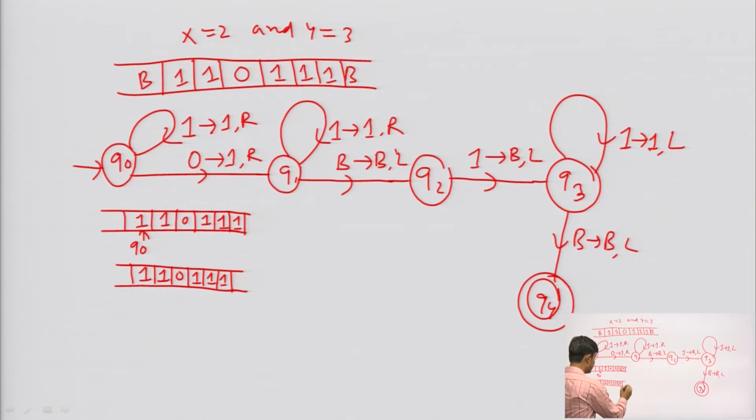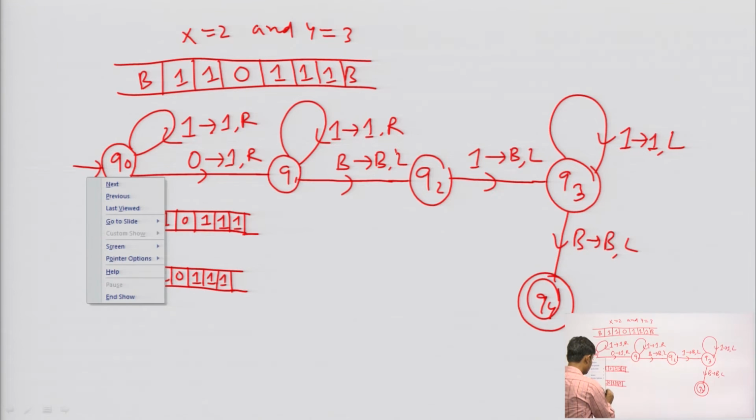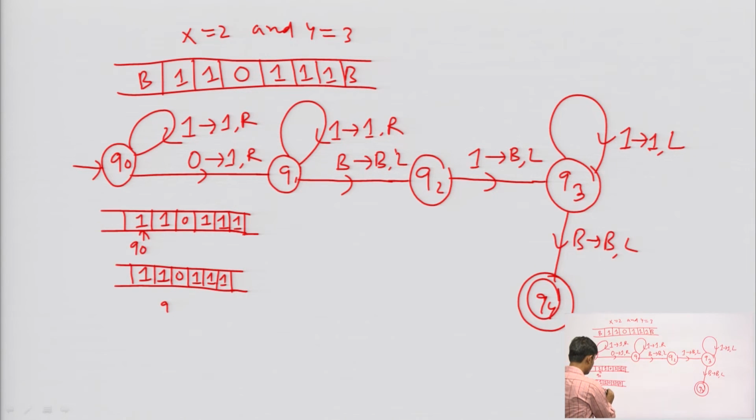I have not written the blanks on both sides; you think of them as blank. Now Q0 reads the second 1 of x. Q0 on 1 again loops, so you keep moving right. Now check it: if Q0 reads 0, what do you have to do?